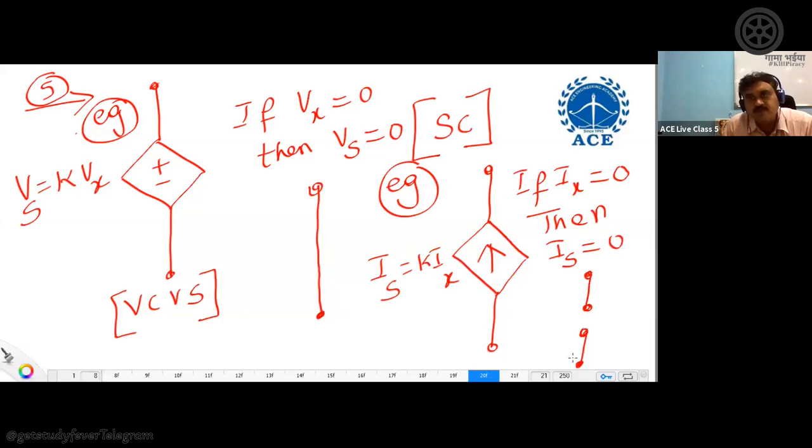So this is the only way how dependent voltage sources can be replaced by short circuits and dependent current sources can be replaced with open circuits. If this condition exists, fine. If this is not happening, then don't touch dependent sources. Very, very dangerous. Never replace them with short or open. Keep this point in your mind. Very, very important.